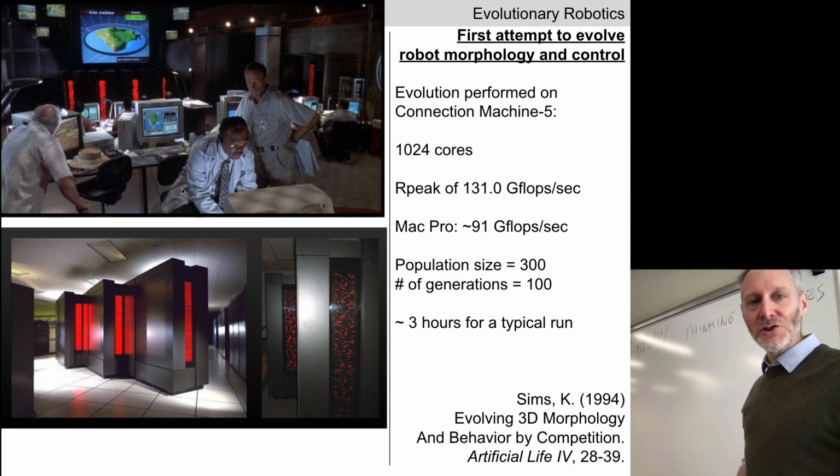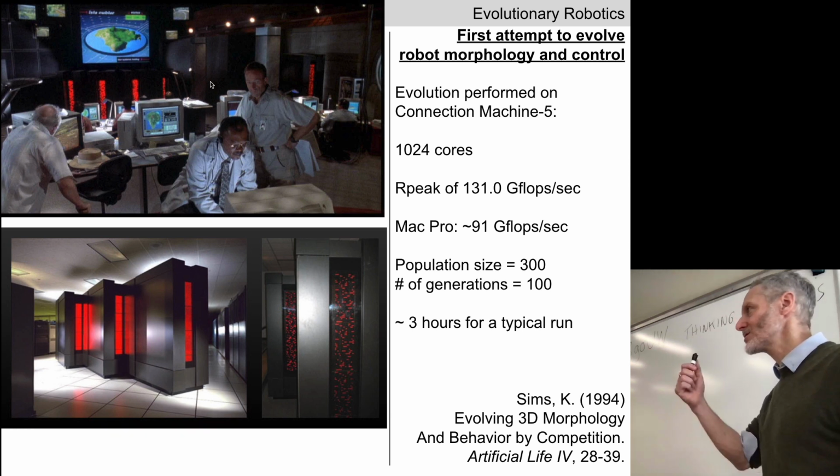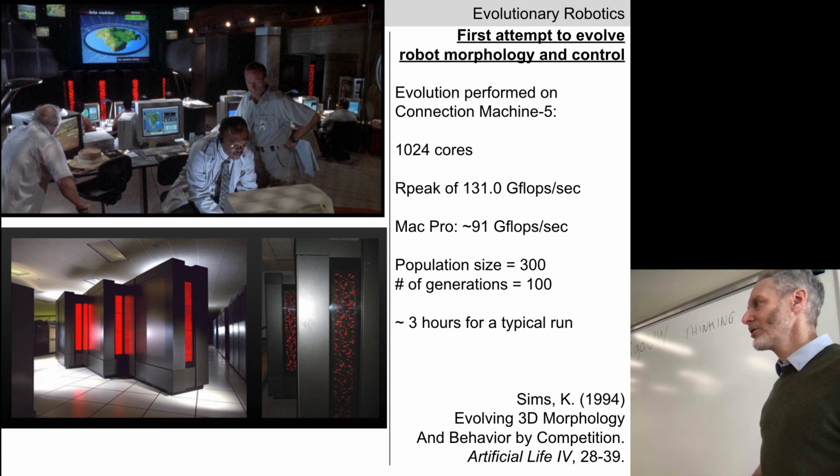If you go back and watch Jurassic Park, one of the nice things about the CM5 is it had these nice flashing red lights on it. And you can see that actually in the control room of Jurassic Park in the first movie. What are the red lights representing, do you think?